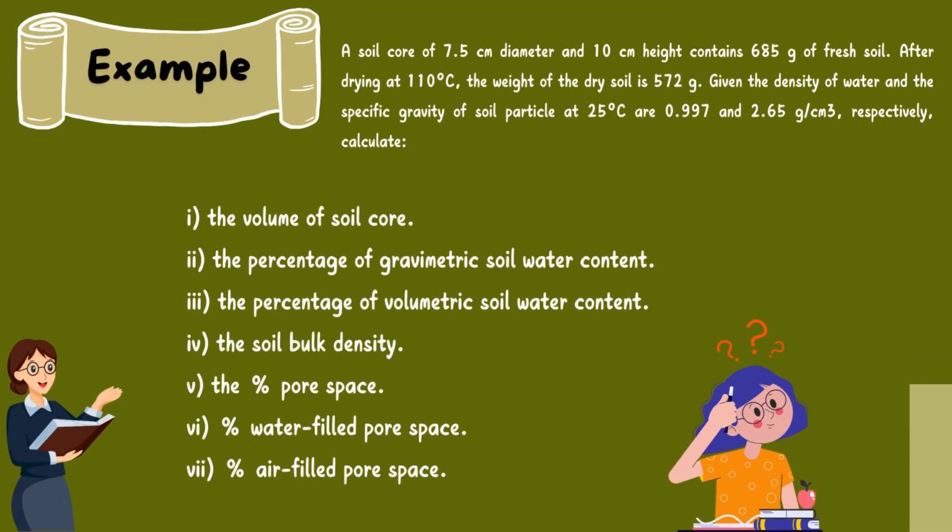This example provides a practical application of the soil analysis formulas. Given a soil core with a diameter of 7.5 centimeters and height of 10 centimeters, we are tasked with calculating several key parameters, including the volume of the soil core, gravimetric and volumetric water content, bulk density, pore space percentage, and the percentages of water-filled and air-filled pore space. These calculations help to understand the soil's physical properties and its suitability for various uses.